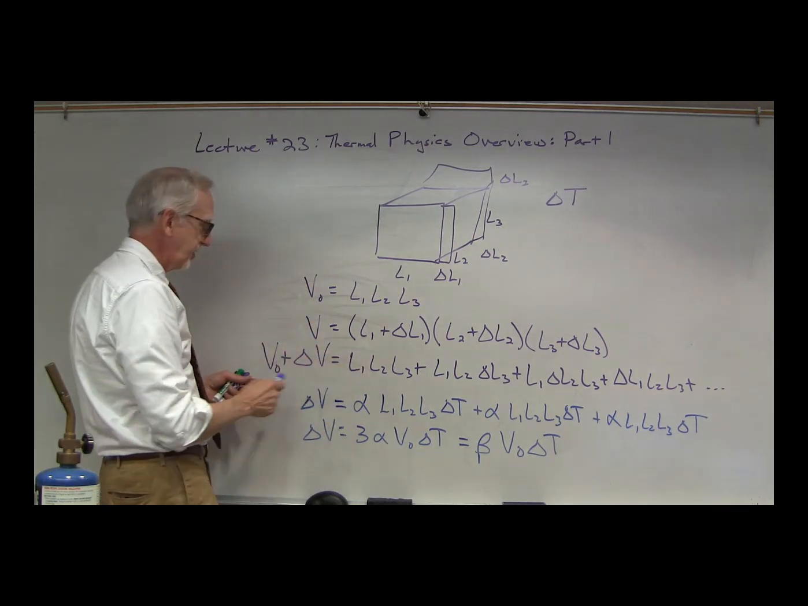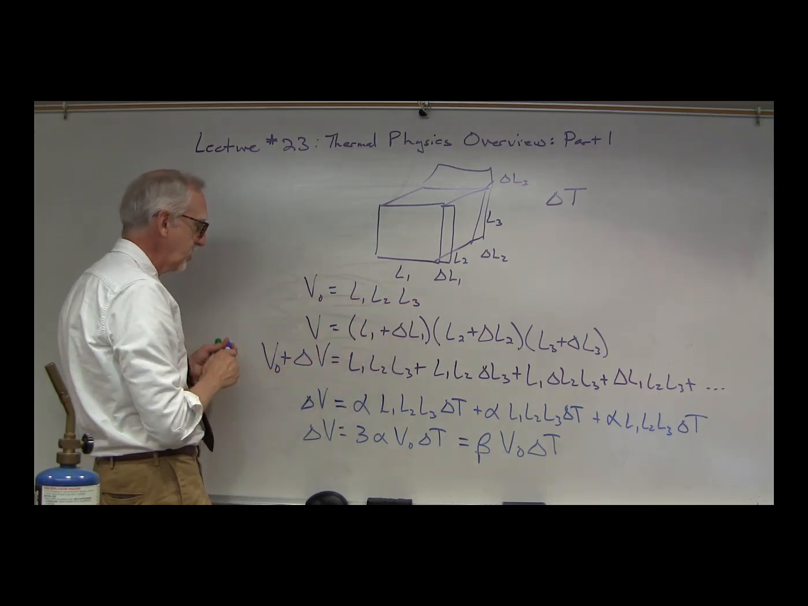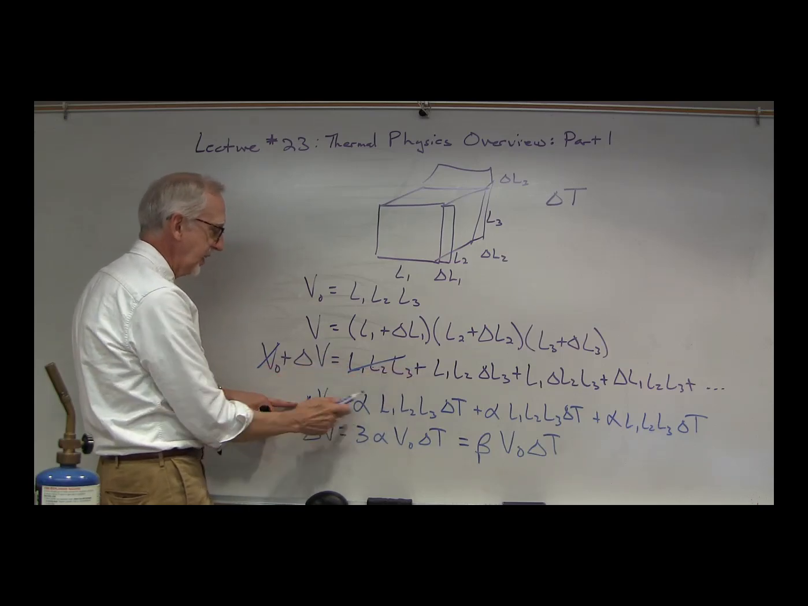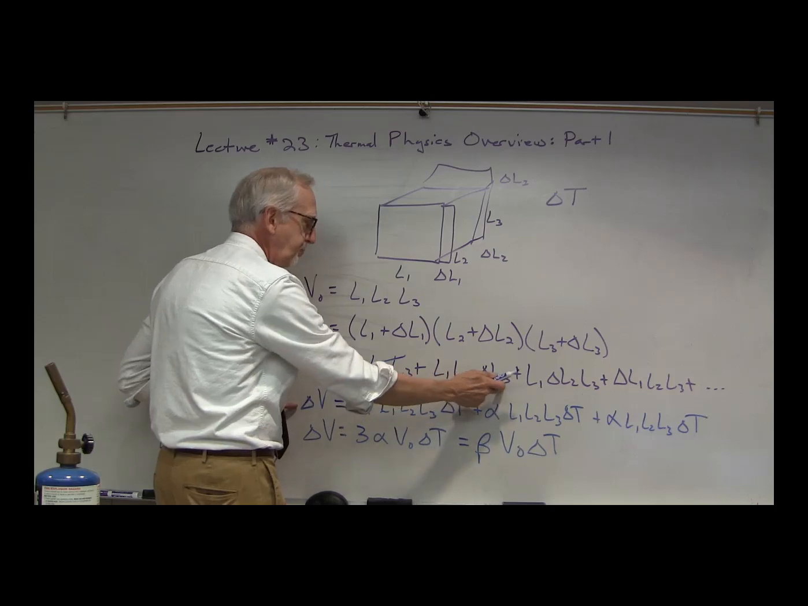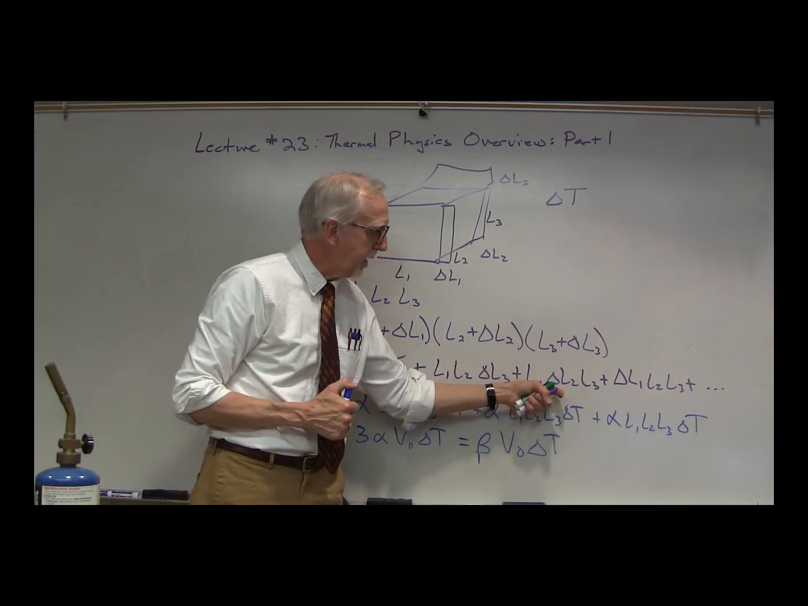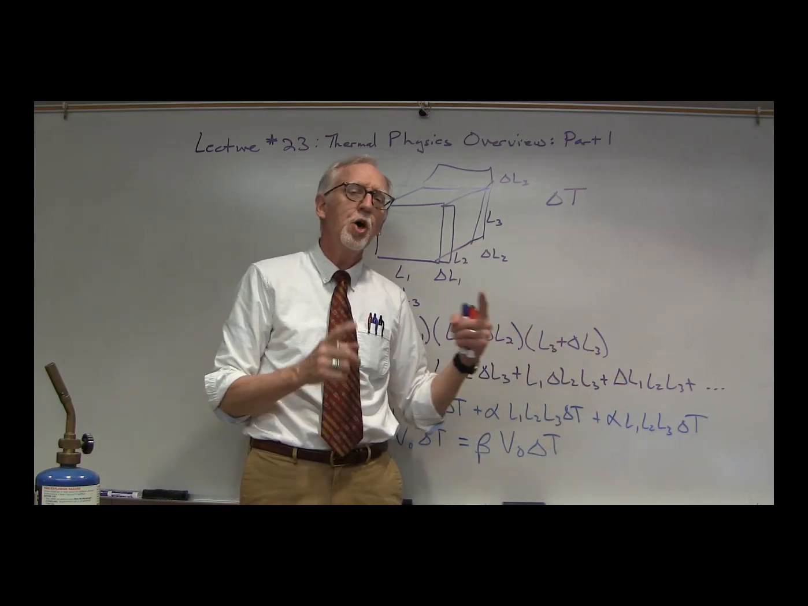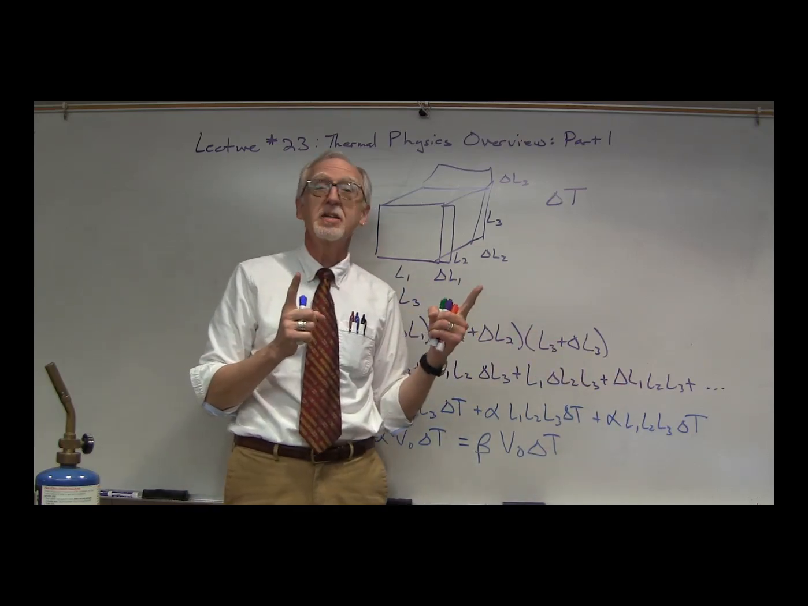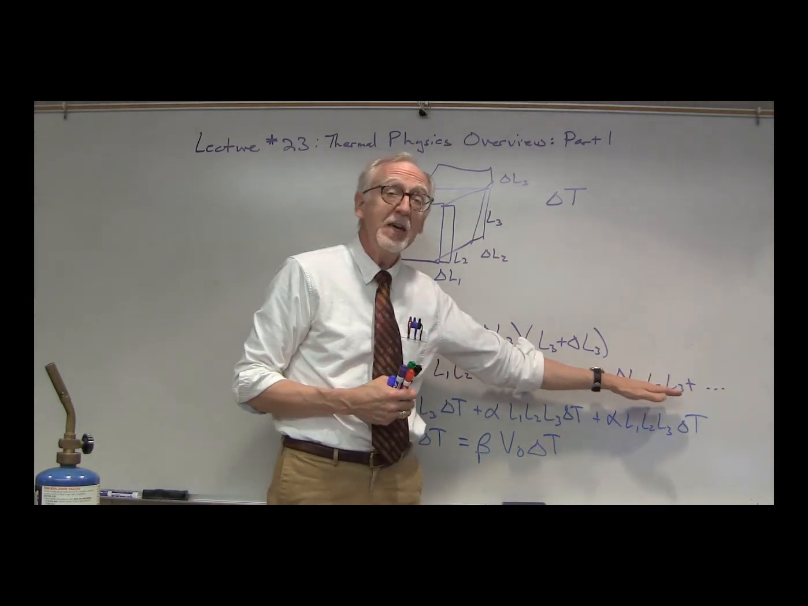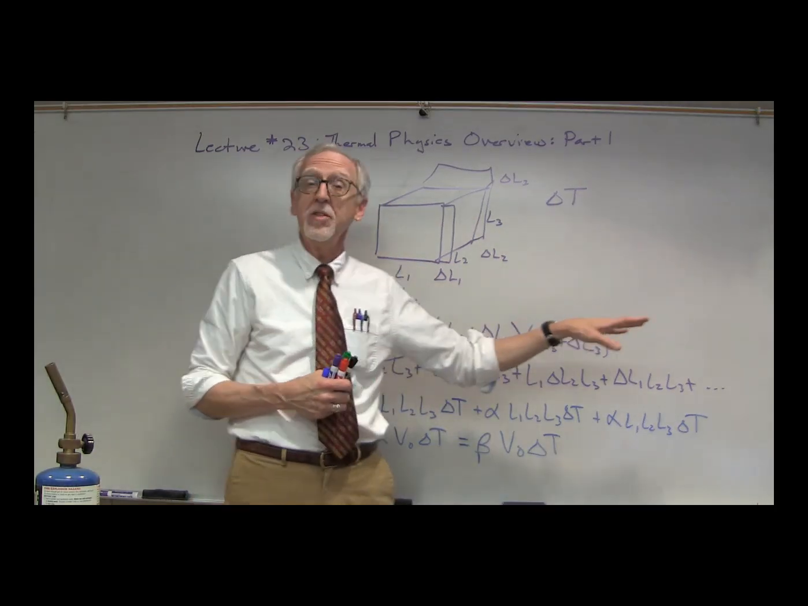But let's think about this just for a second. What is V0? V0 was L1, L2, L3. So let's remove the V0. That's this part, L1, L2, L3. So we have that delta V is these terms, with the single delta term. And these are all going to be small terms, the delta L's. If we included the terms with two delta L's, that would be the product of two small numbers, which are going to be much smaller than these terms. And the term with three delta L's will be even smaller than those.